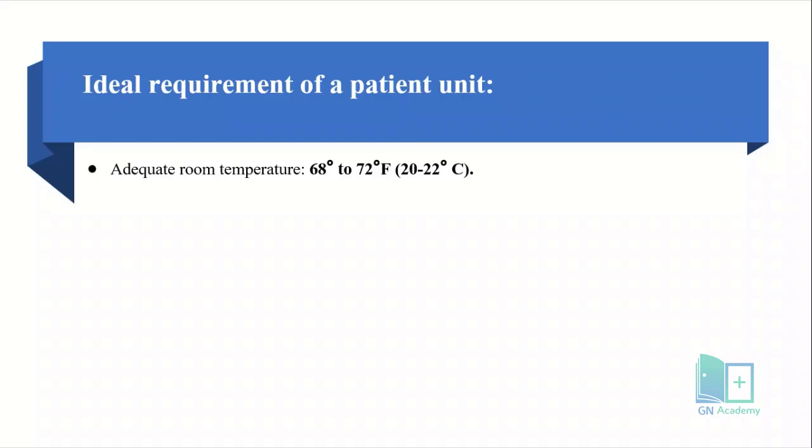The patient room should not have a low temperature and should not have a high temperature, meaning the room atmosphere should not be chilly, cold, or warm, as it will create discomfort. That's why, to comfort the patient, the adequate room temperature should be 68 degrees Fahrenheit to 72 degrees Fahrenheit, or 20 to 22 degrees Celsius.